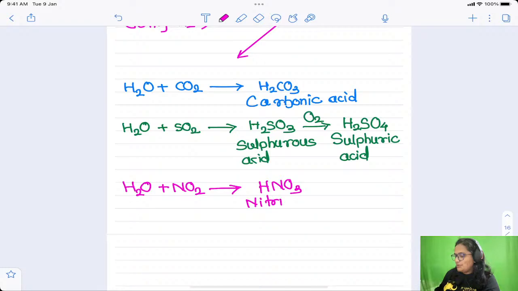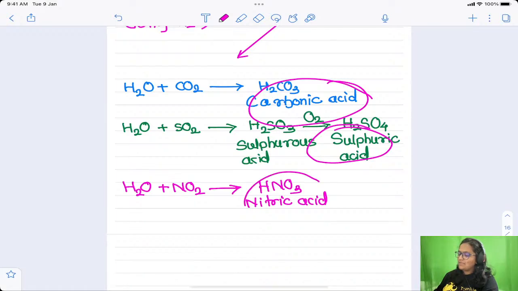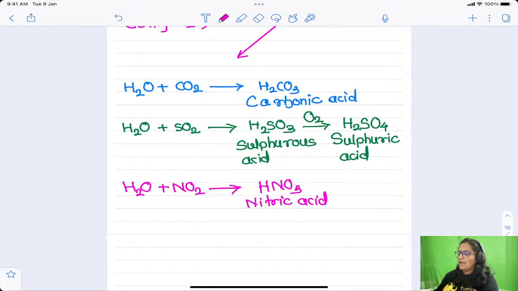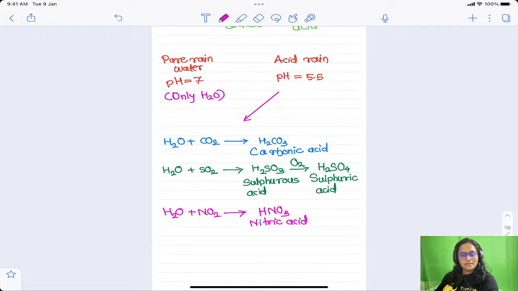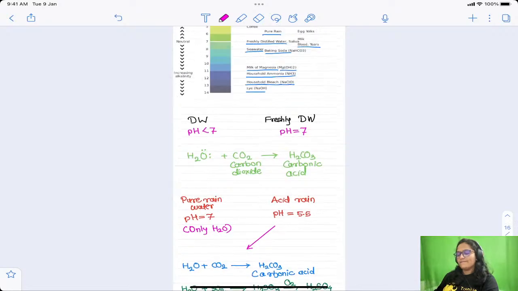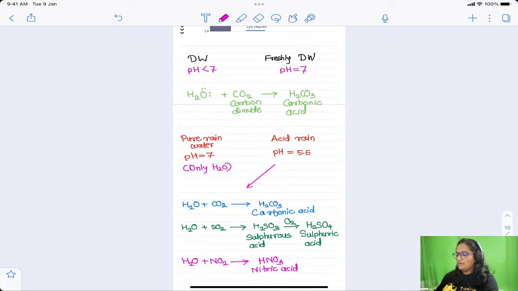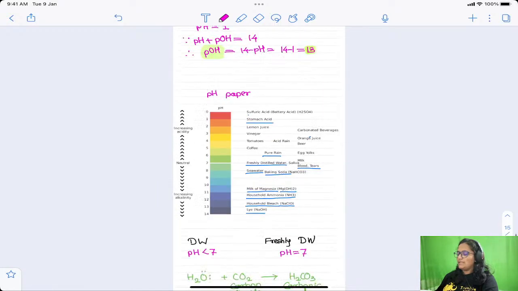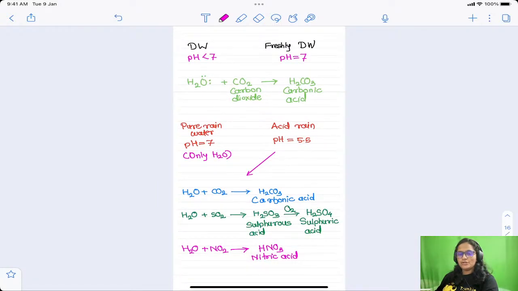Now, due to all these acids which are produced by mixing of rainwater with the different gases, different non-metallic oxides like CO2, SO2 and NO2, these are all acids: carbonic acid, sulfuric acid, nitric acid. These are all acids, right? So what happens is that rainwater gets mixed with these acids and gets converted into acid rain, and therefore its pH is less than 7, right? This image of pH paper is already there in your textbook. You need to take a screenshot of it, but take a screenshot of other things in it.